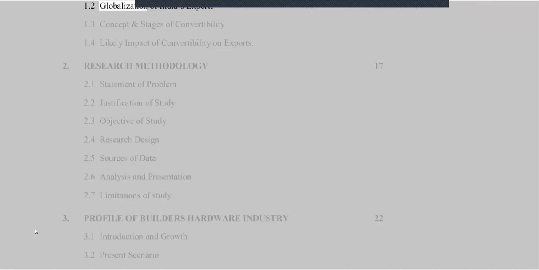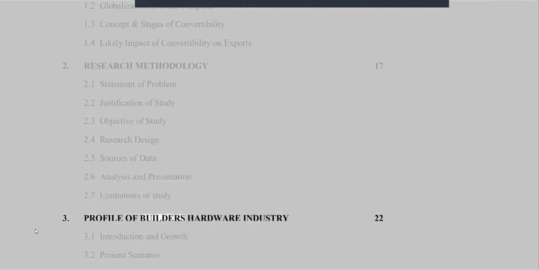Contents. Chapter, page number. 1. Introduction: 1.1 India's export scene, 1.2 Globalization of India's exports, 1.3 Concept and stages of convertibility, 1.4 Likely impact of convertibility on exports. 2. Research methodology, 17: 2.1 Statement of problem, 2.2 Justification of study, 2.3 Objective of study, 2.4 Research design, 2.5 Sources of data, 2.6 Analysis and presentation, 2.7 Limitations of study.